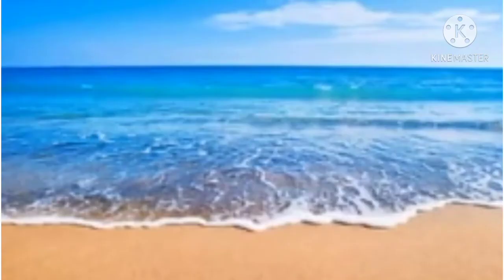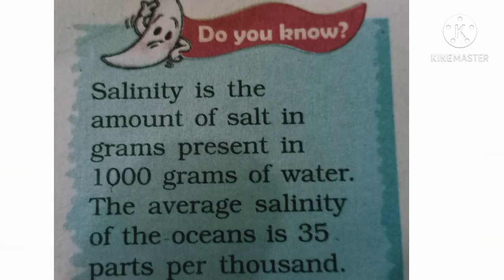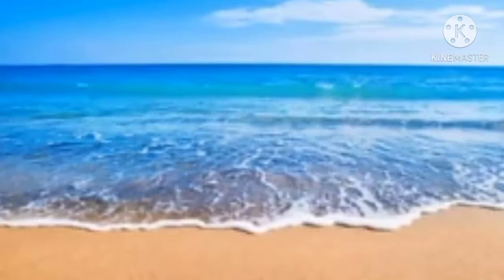Children, do you know what salinity is? Salinity is the amount of salt in grams in 1000 grams of water. The average salinity of the oceans is 35 parts per thousand. The water of the ocean is saline due to a variety of salts and minerals dissolved in it.